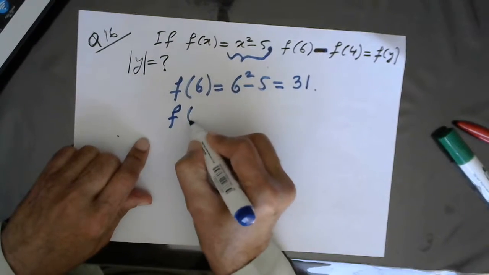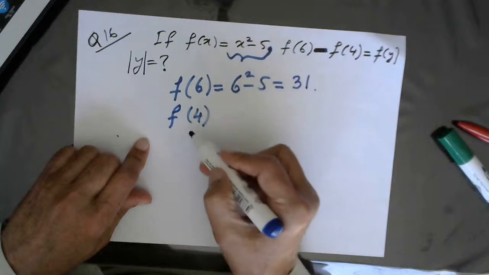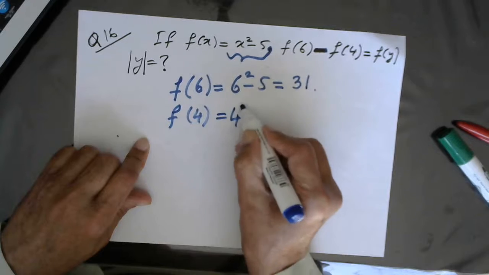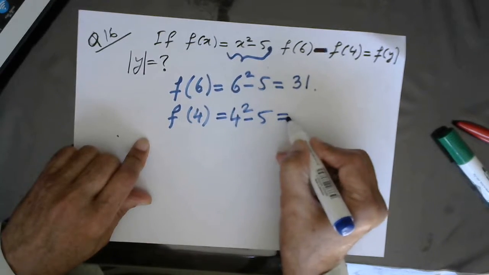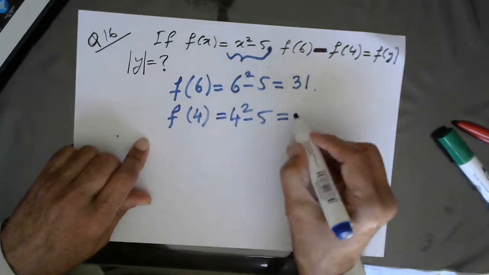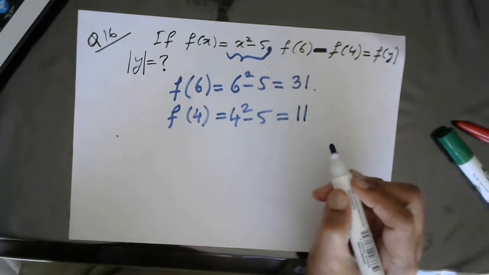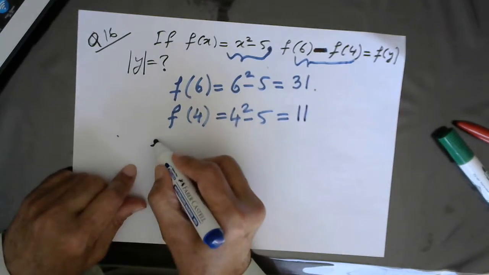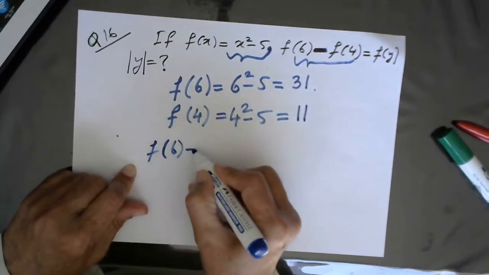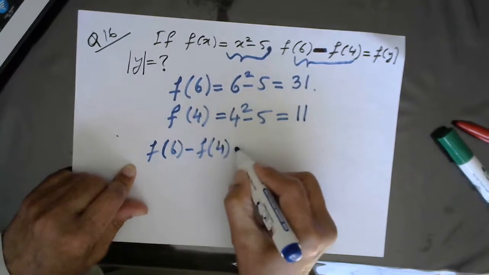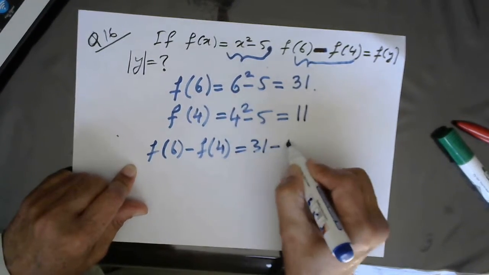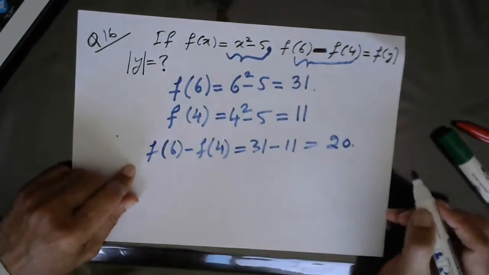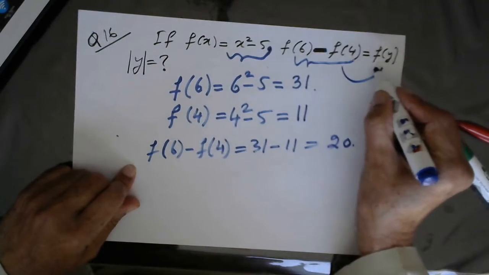Let us find f of 4. Well, to find f of 4, replace x by 4. Because this is a square, so that will be 4 square minus 5. What is 4 square? 4 square is 16, minus 5 is 11. Okay, but this is f of 6 minus f of 4. So I will get f of 6 minus f of 4 equal to 31 minus 11, that is equal to 20. Okay, now this is equal to f of y.